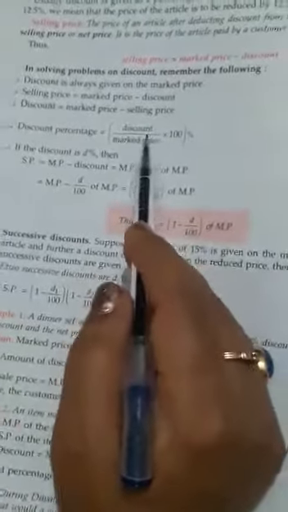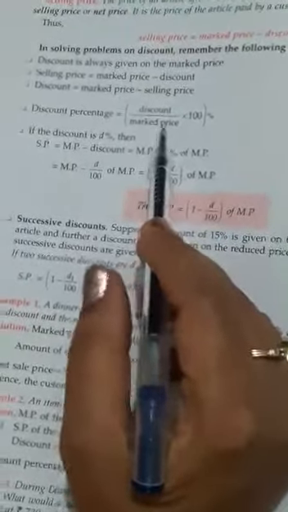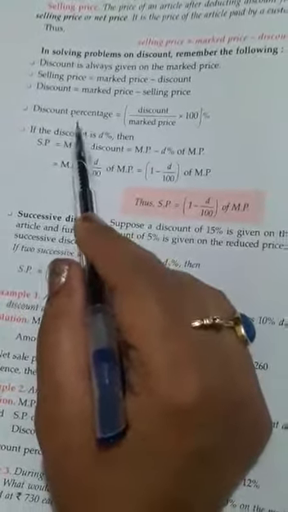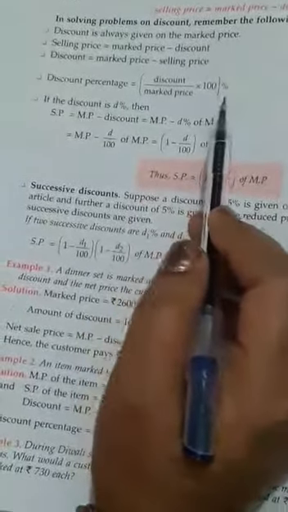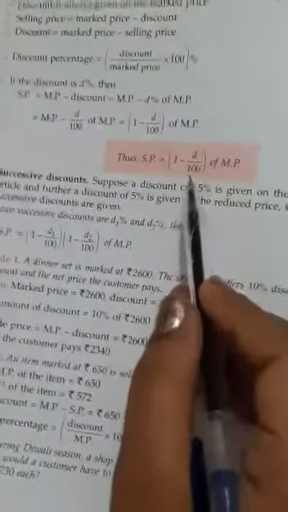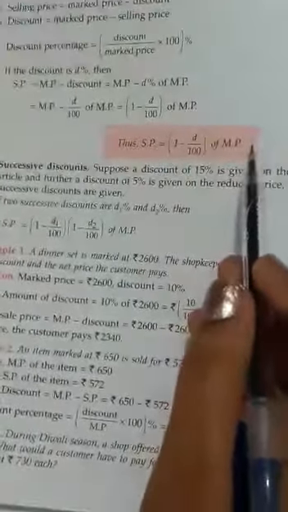Sometimes you know the discount given to you and the mark price of the article, and you have to calculate the discount percentage. The formula for discount percentage is discount upon mark price into 100. One new formula of selling price is, children, SP = (1 minus D upon 100) of mark price, where D is the rate of discount.